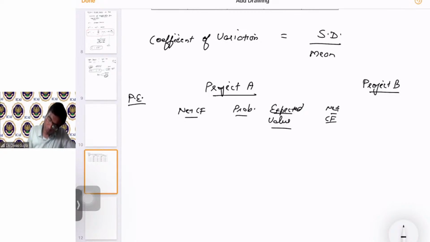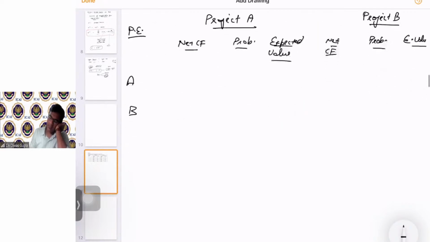Net cash flow, probability, and expected value. Okay, these are the three things. So possible events A, B, C, D, and lastly E. We have 5 possible events.